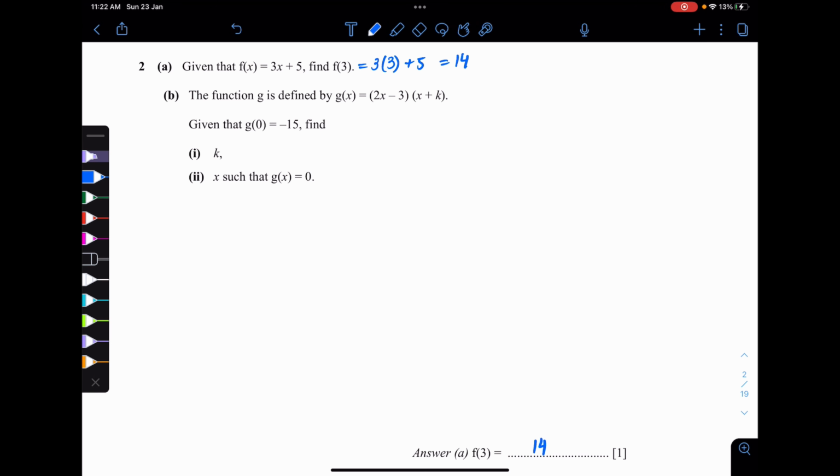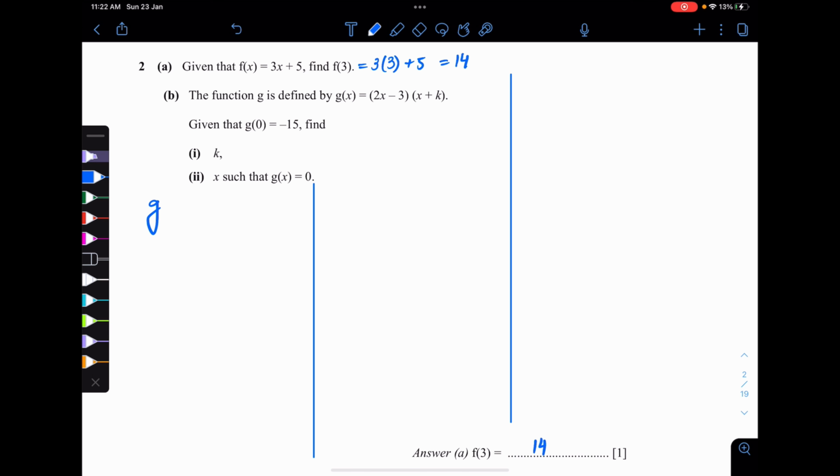It says, given that g of 0 is equal to negative 15. Always remember to roughly apportion your space into 3 columns so that you have more space to work on. So firstly, I'm going to put g of 0 is equal to negative 15. Now we know how to handle these questions. We're going to hide the right hand side of the equation and just follow what the left hand side requires us to do. The left hand side says go to function g and put x equal to 0.